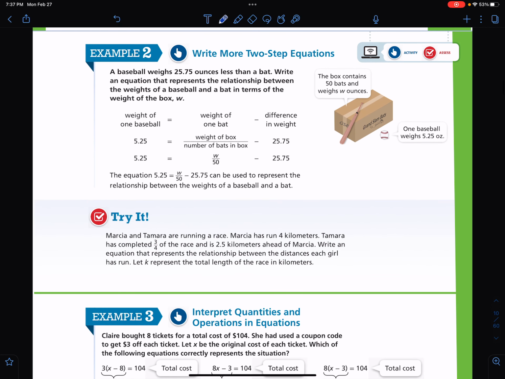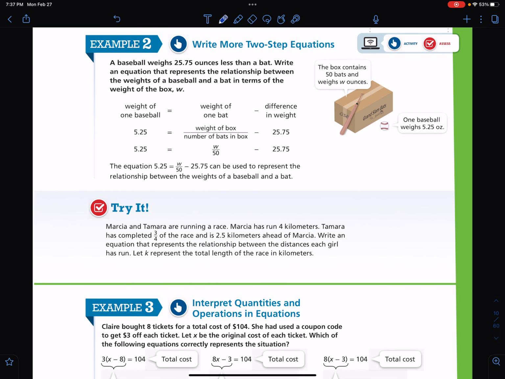Okay, we're going to write 2 more two-step equations. A baseball weighs 25.75 ounces less than a bat. Write an equation that represents the relationship between the weights of a baseball and a bat in terms of weights of the box, W. So W equals weight of box. All right. So that's interesting. We're going to see this. The box contains 50 bats and weighs W ounces. So we have no idea how much.